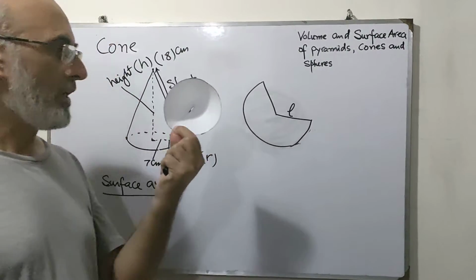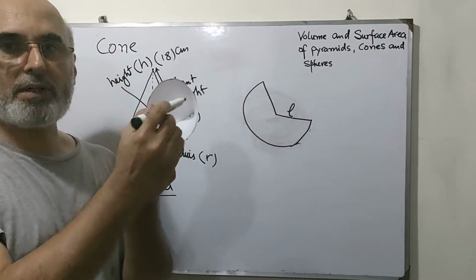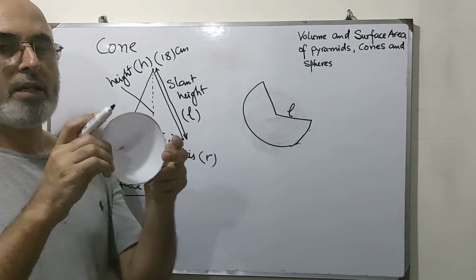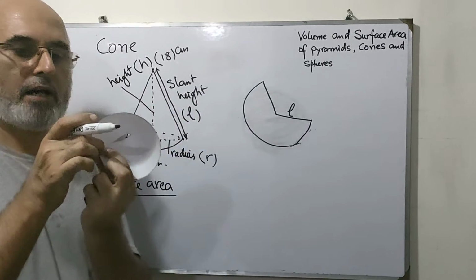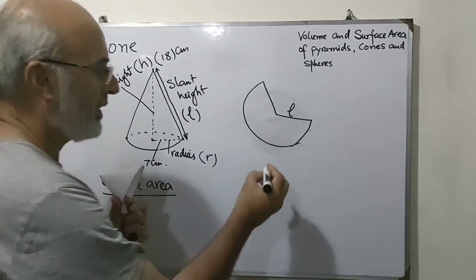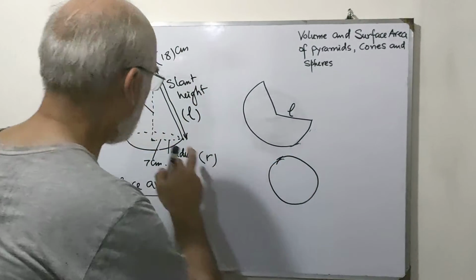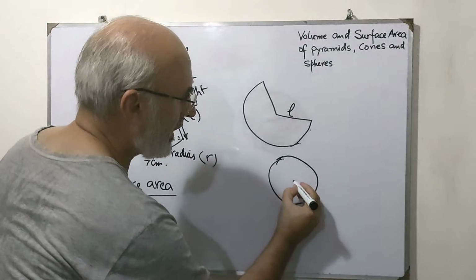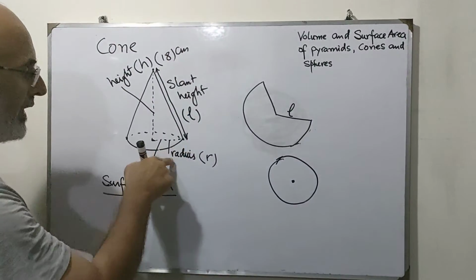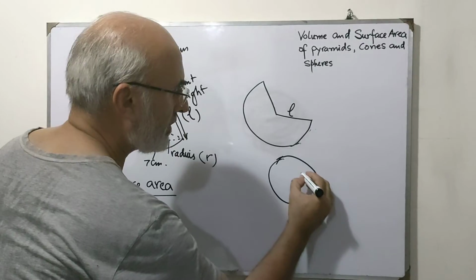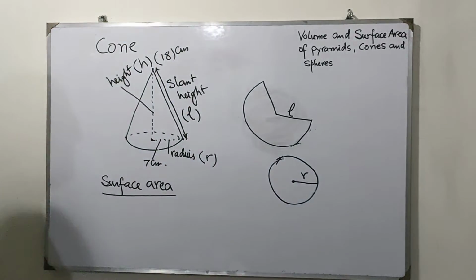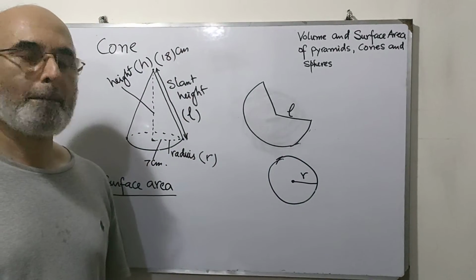Back to the cone. Now, this cone has a circular base. That means that underneath this base is a circle. So we have a circle over here, and this circle has a radius, as we have already said.